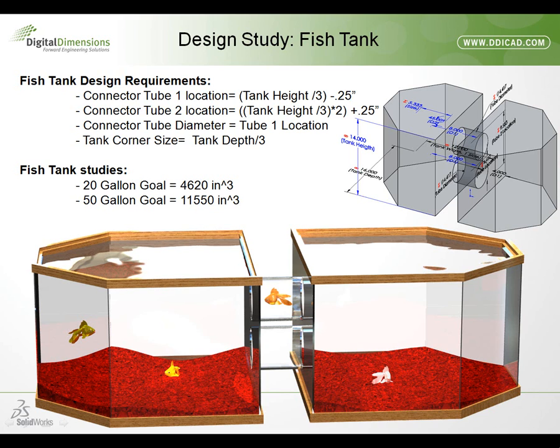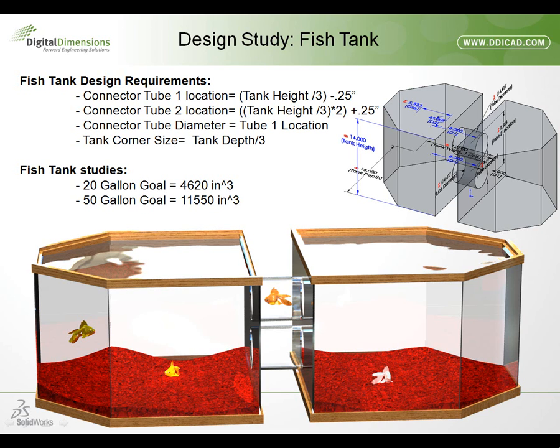In addition to this, on the outside corners of the tank, I want these chamfers, if you will, to be equal to 1/3 of the depth. So as my tank depth gets larger, I want these corners to get larger.